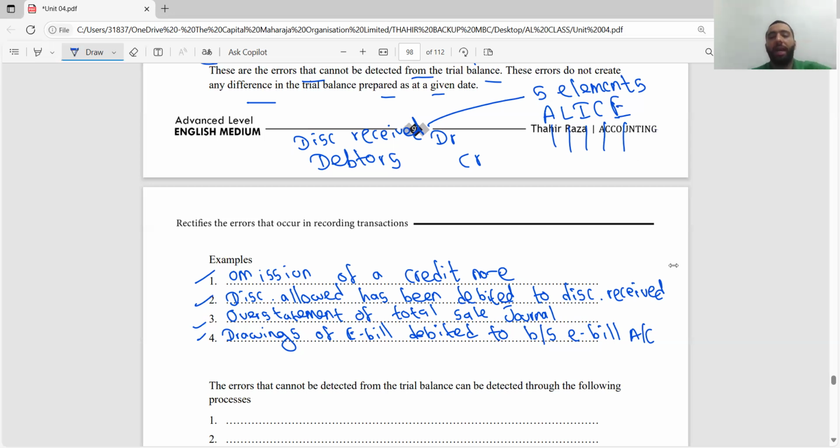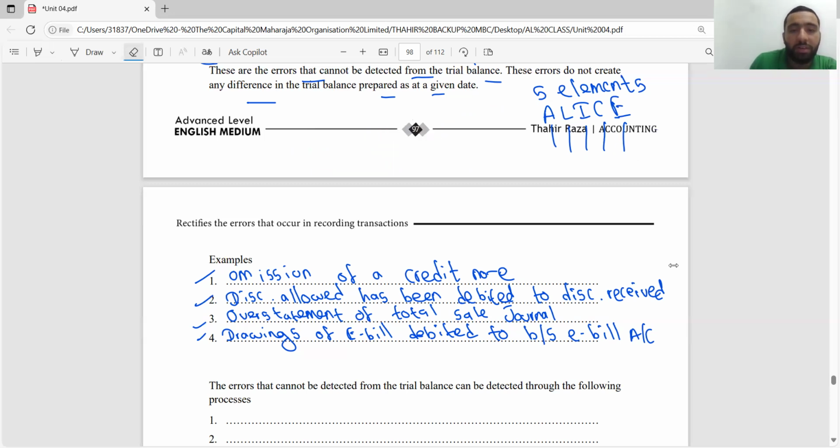Drawings of electricity bill means the owner's electricity bill was paid by whom? Was paid by the business. Okay, was paid by the business. And so this is some kind of drawings, right? The owner's electricity bill was paid by the business, but debited to the business electricity bill account. That's right. Now this is what they are saying. Right? How does the business electricity bill go?